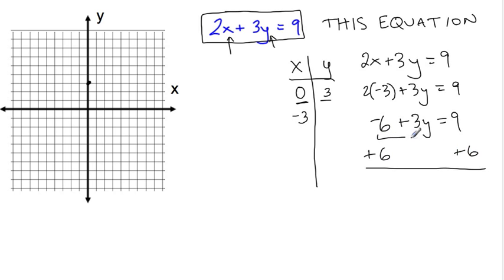Remember, this is like a scale. I'm trying to keep my scale balanced. And so if I add 6 on this side of the scale, I need to add 6 on that side of the scale also. Negative 6 and positive 6, they equal 0.